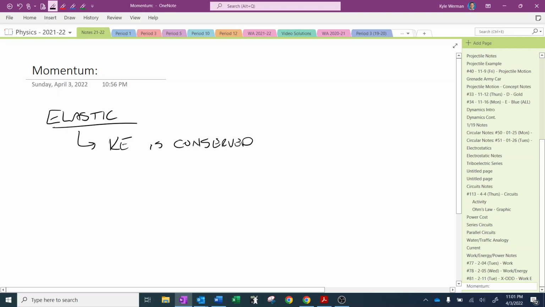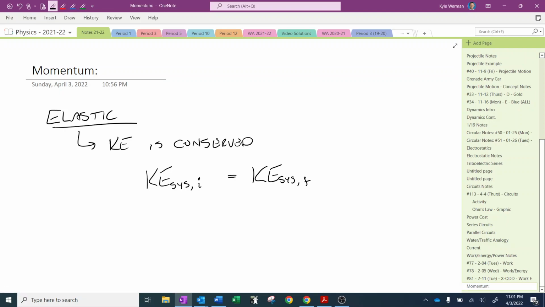Which simply means that if I look at the system or the objects interacting, typically it's going to be two things colliding, the kinetic energy of that system before the collision, initially, is therefore equal to the kinetic energy of the system after the collision. All right, so we're looking at a collision. If it's elastic, that's an easy way to think of it: they're bouncing, and you think of bouncy balls or billiard balls, things that are elastic. But that defines specifically a situation where kinetic energy is conserved.